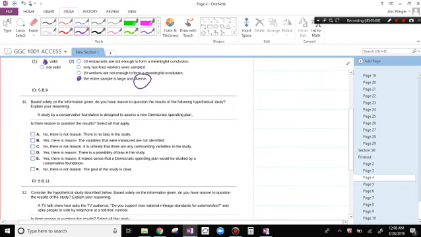Moving forward. Based solely on the information given, do you have reason to question the results of the following hypothetical study? A study by a conservative foundation is designed to assess a new Democratic spending plan. That might have some bias in it. D, yes, there is reason. There is a possibility of bias in the study.